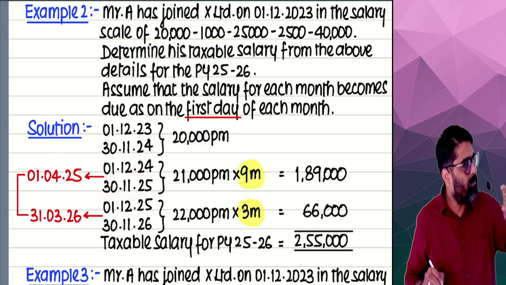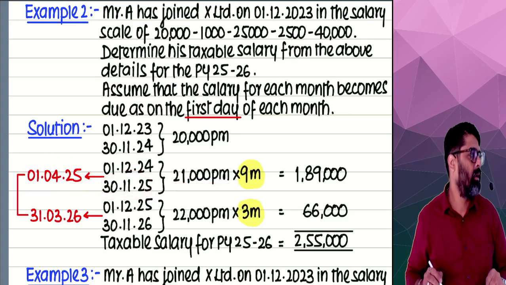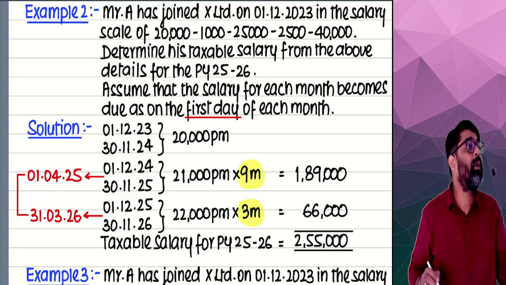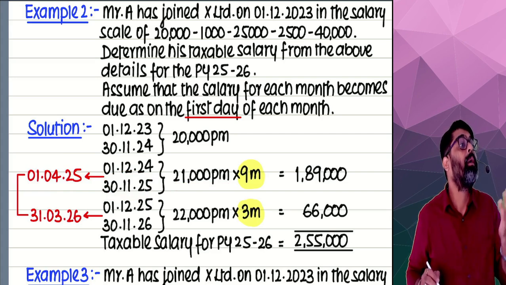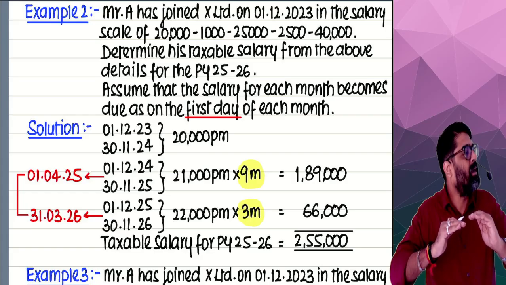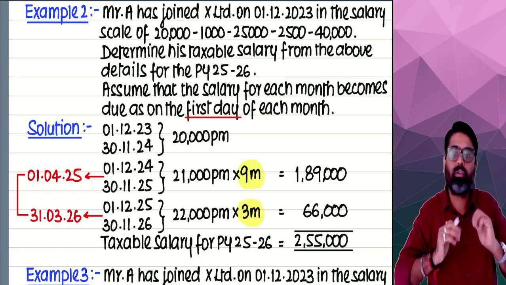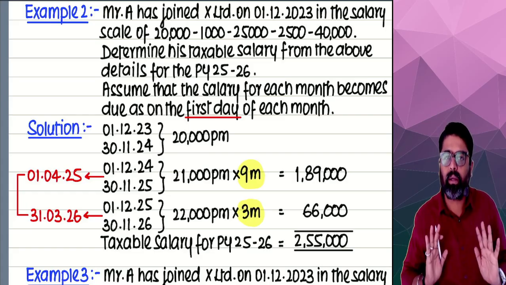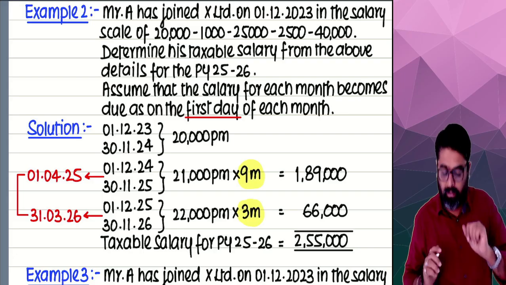That salary will become due in this year only. April salary will become due on 1st May. May month salary will become due on 1st June. Salary is becoming due in this year only, so it will be taxable in this year. Getting my point? But wait.